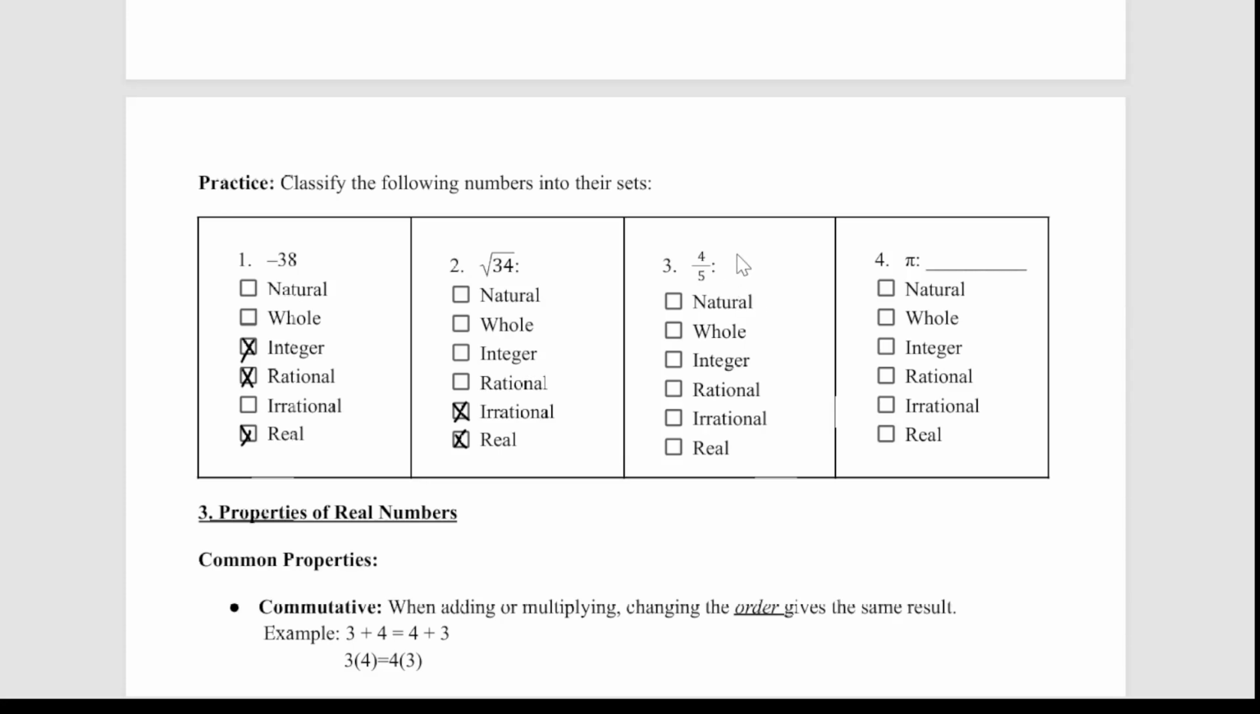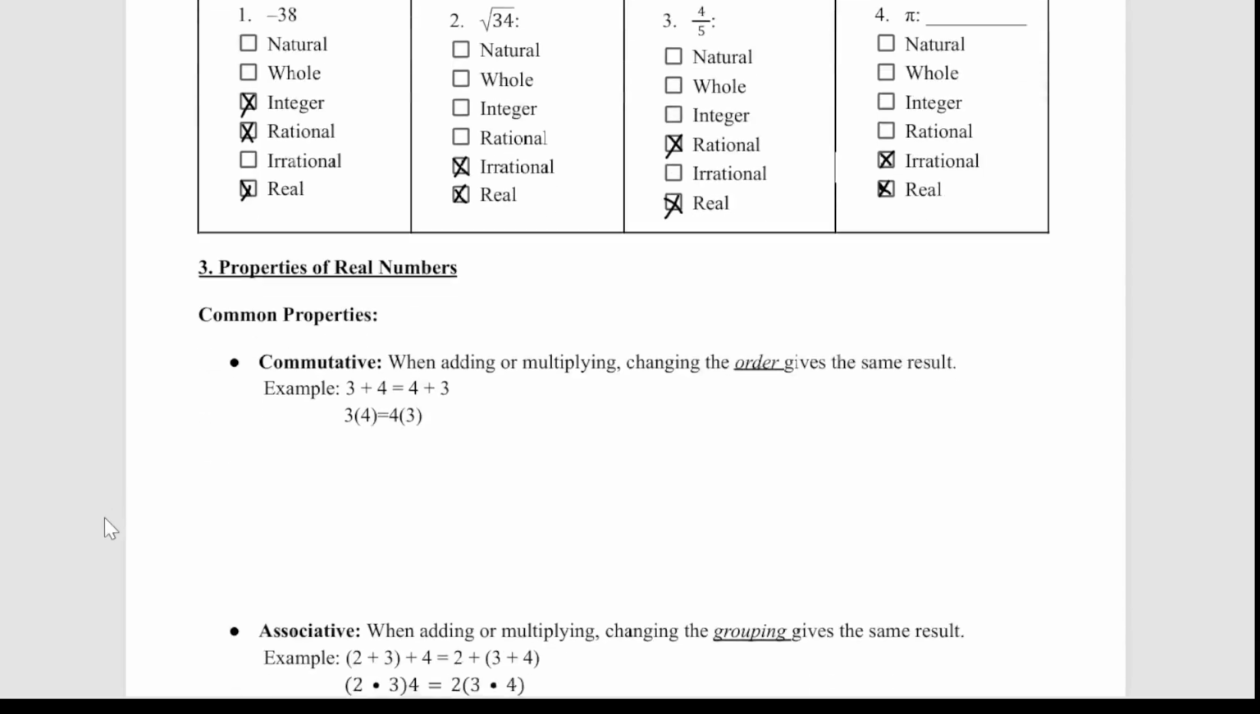If we have something like 4/5, that's not a natural, whole, or integer number, because it is not 1, 2, 3, 4, etc., or negative 1, 2, 3, 4, etc. It is considered a rational number because he has a nice clean fraction that is the ratio between two integers, and he is therefore also real. If we have pi, that is not natural, whole, integer, or rational. He is an irrational number that is a never-ending decimal, which is also necessarily real as well.